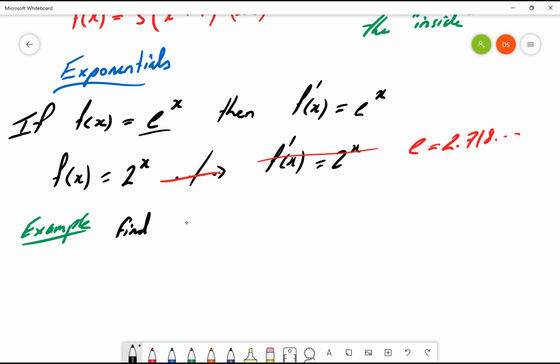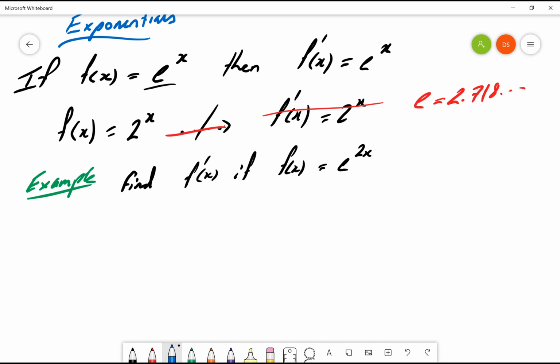Find f dash of x if f of x is equal to e to the 2x. Okay? So let's do that. Well, f of x is equal to e to the 2x. And so f dash of x is equal to e to the 2x. Am I done?